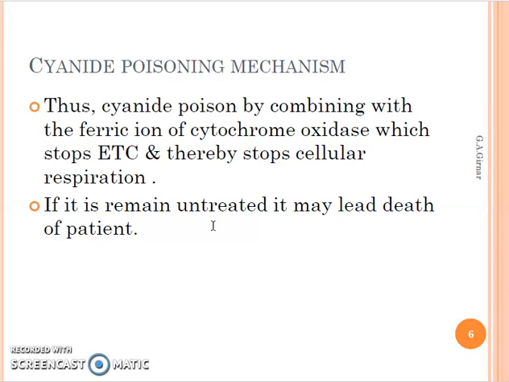Simply in short, if anyone asks what is the mechanism of cyanide poisoning, you can say that the cyanide ion first combines with the ferric ions in our body. Those ferric ions are responsible for the cytochrome oxidase enzyme, and this enzyme is useful for the electron transport chain. After combination of the ferric ion with the cyanide ion, the cytochrome oxidase enzyme and the electron transport chain get stopped, and death of the patient may happen if it remains untreated for some time.